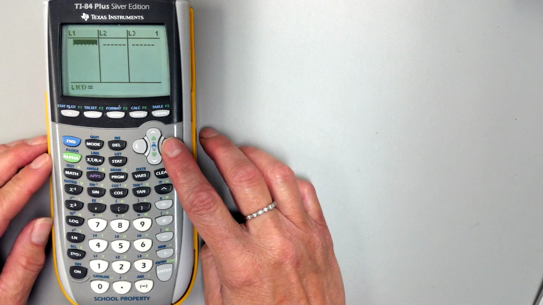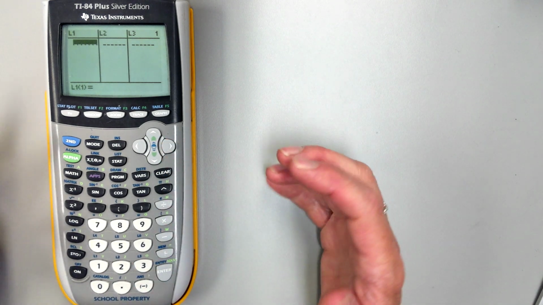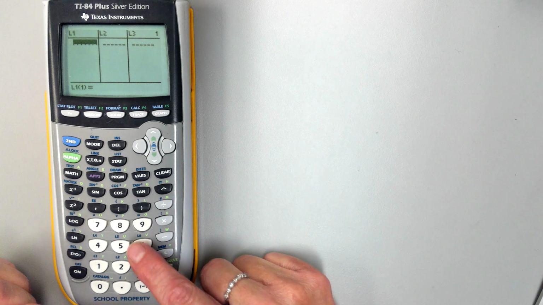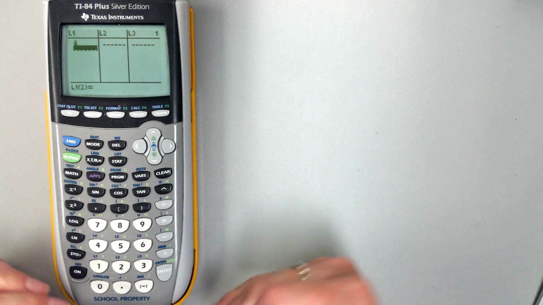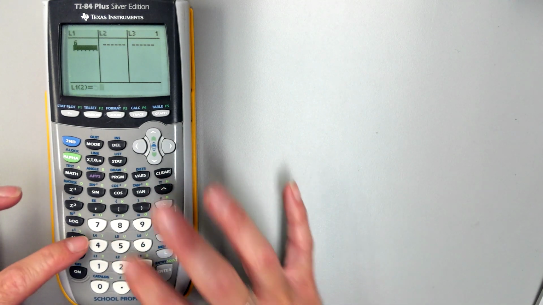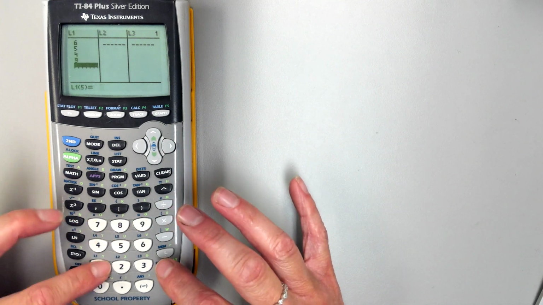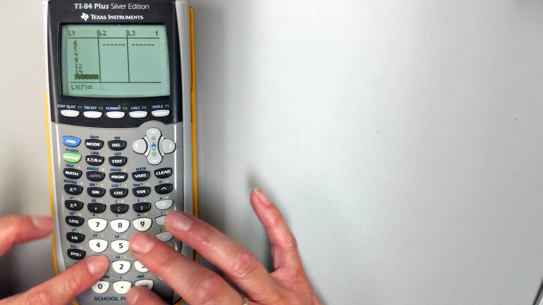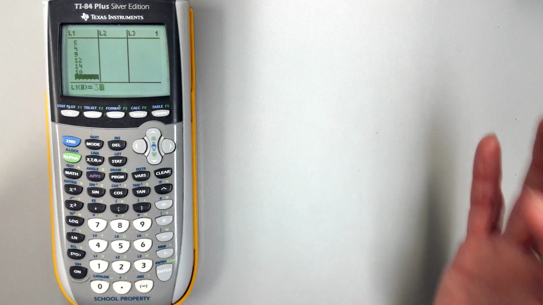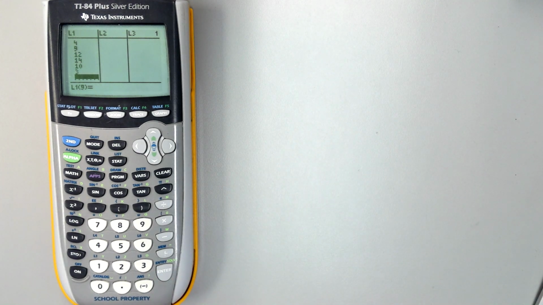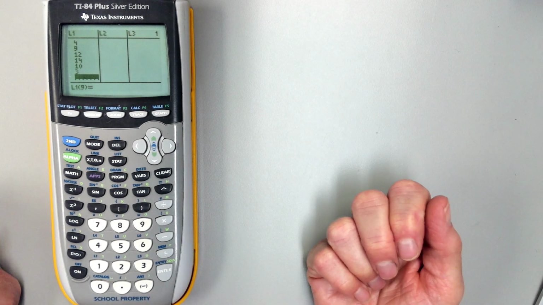So let's pretend that we want to put in just some random numbers. So 6 and then enter. You have to hit enter after every entry. 5, 4, 9, 12, 14, 10, 3. So what we have is a distribution in list 1.